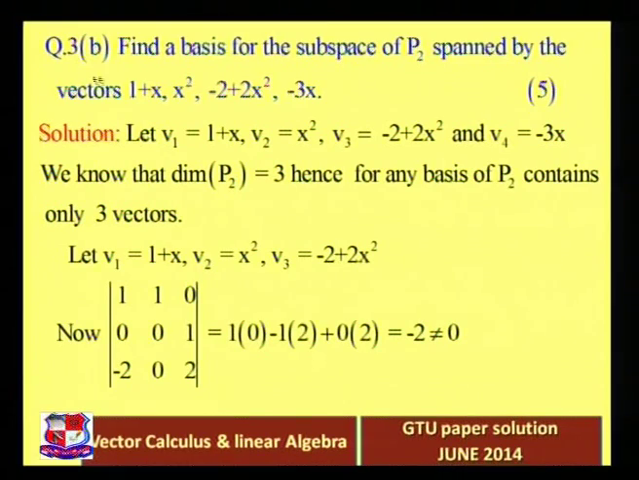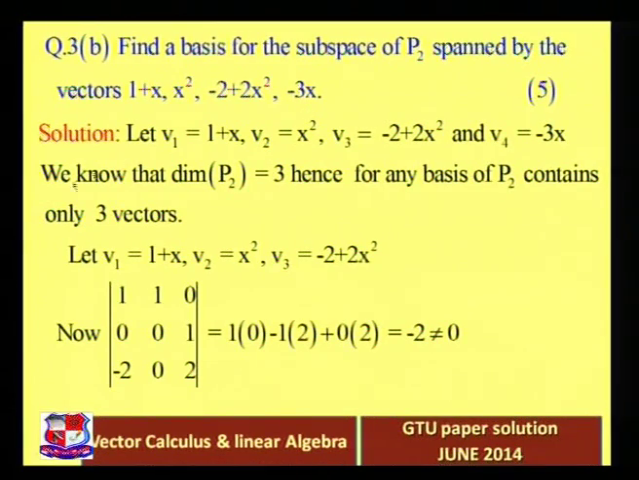Here is question number 3B. Find the basis for the subspace of P2 spanned by the vectors 1 plus x, x square, minus 2 plus 2x square, minus 3x. So there are 4 polynomials of P2, right? P2 means set of polynomials of degree 2. We have to find the basis for the subspace of P2 spanned by these 4 vectors.